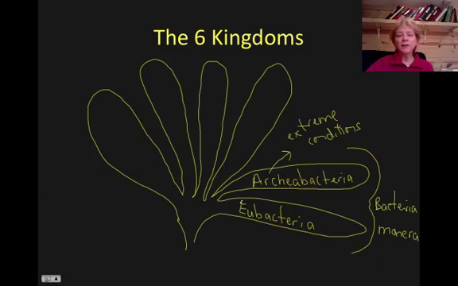And then the eubacteria, the EU refers to true bacteria. This would be the bacteria that we are used to discussing. This would be like the bacteria that tends to make you ill, the bacteria that we find on our skin, the normal bacteria in your intestines, and so forth. But out of the 6 kingdoms, these 2 here are the proks.